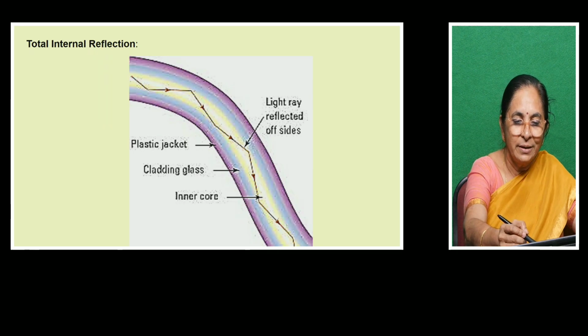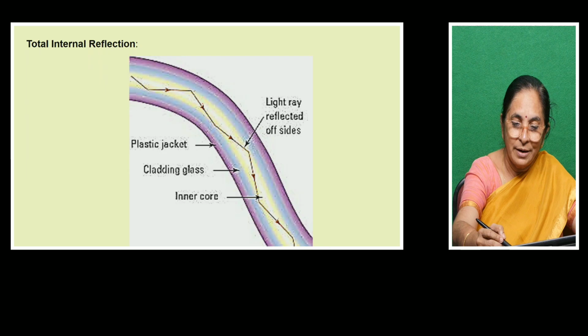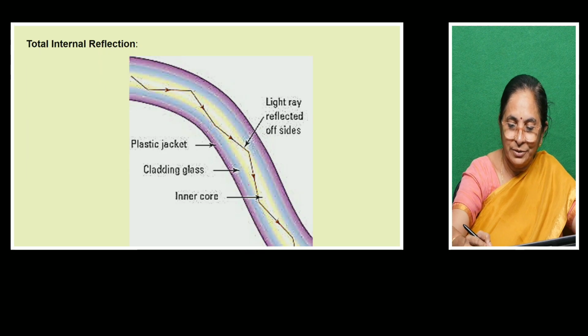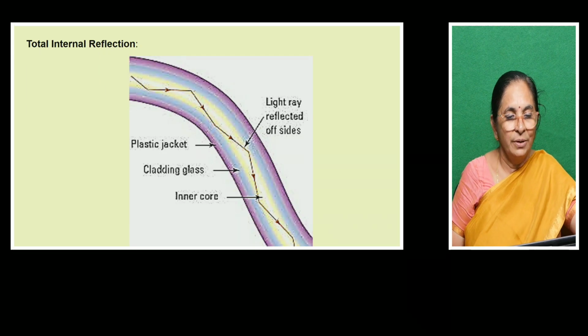So due to that, when it strikes the boundary between the core and the cladding, it is totally internally reflected, and it goes and meets the boundary between the core and the cladding here. Again it undergoes total internal reflection. Multiple ways it is coming out. So this is what is called total internal reflection.